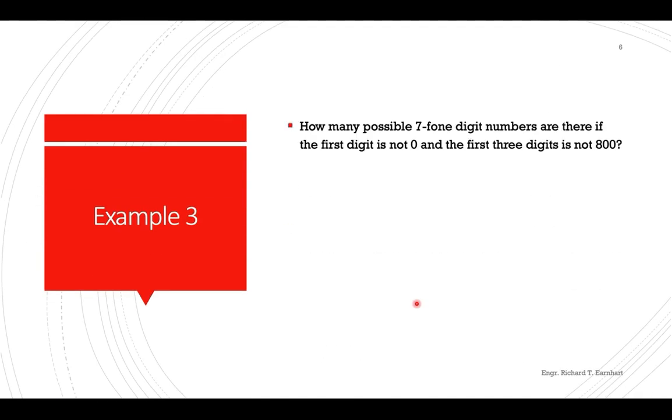Let's have another example. How many 7-digit numbers are there if the first digit is not 0 and the first 3 digits are not 800? Okay, so let's count first those numbers starting with 0, and then those numbers starting with 800.